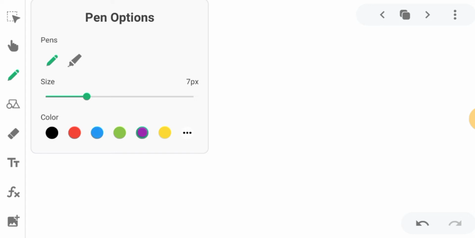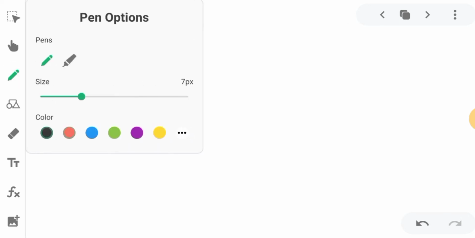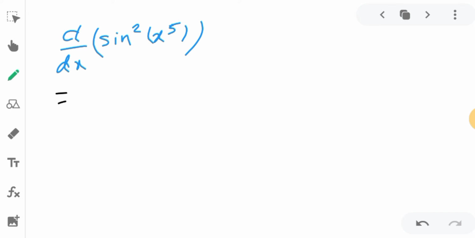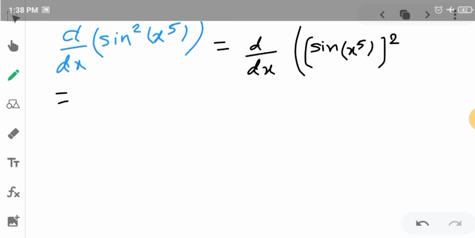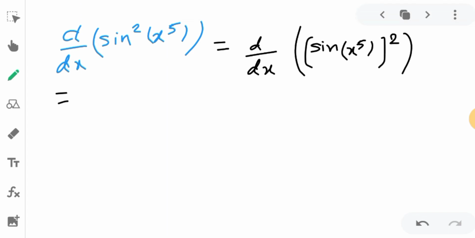First I am finding the derivative of this. How can I find the derivative of sin square x to the power 5? Here we will use the chain rule. Understand carefully how we use it. This is nothing but the derivative of sin x to the power 5, whole square.